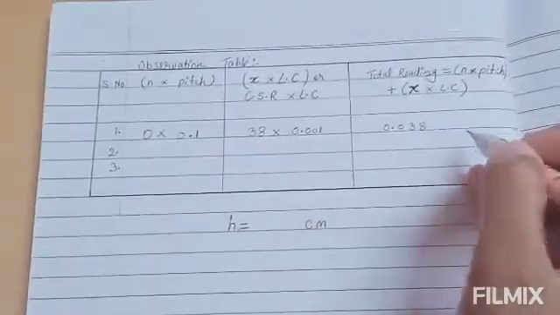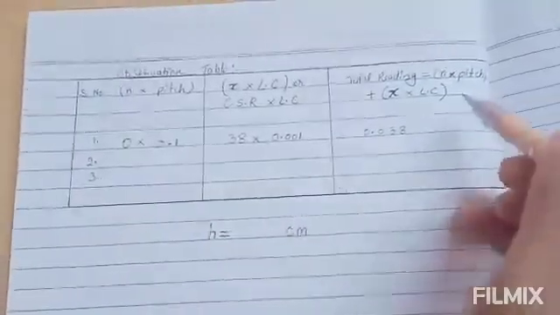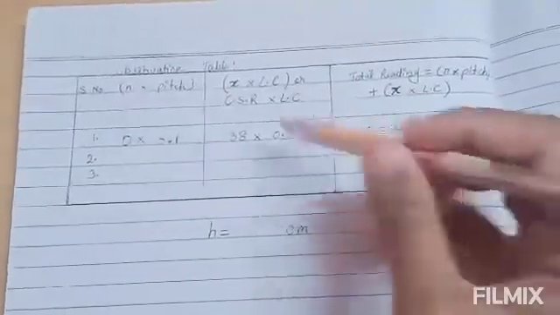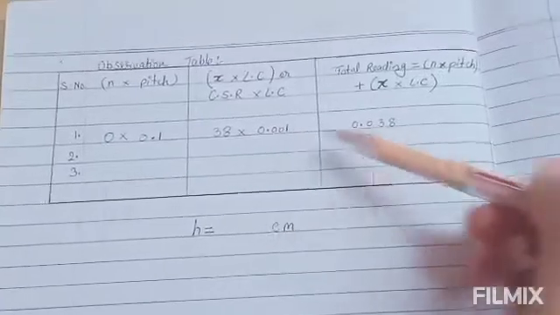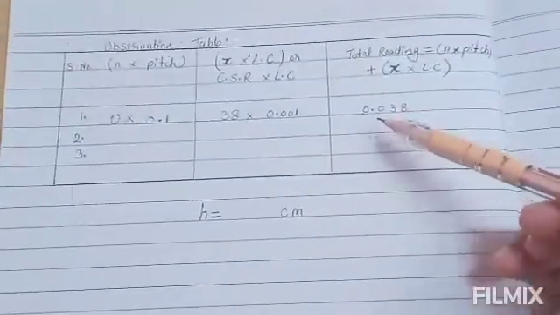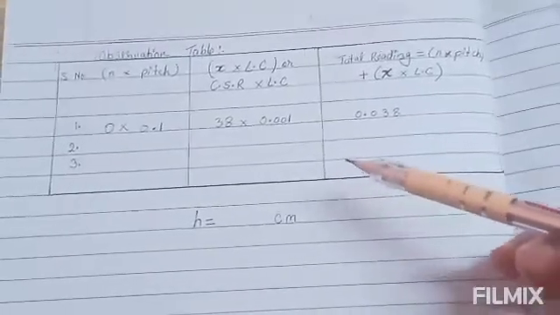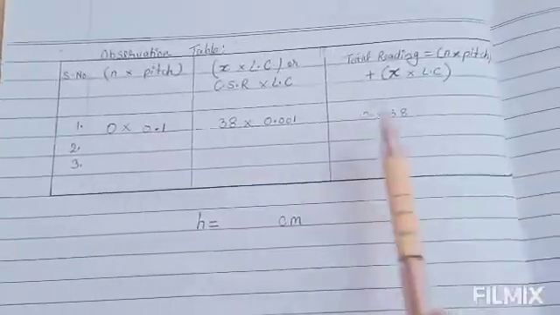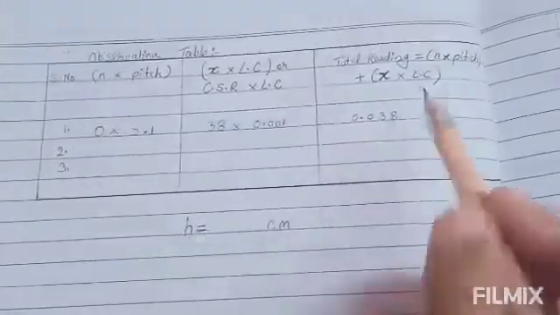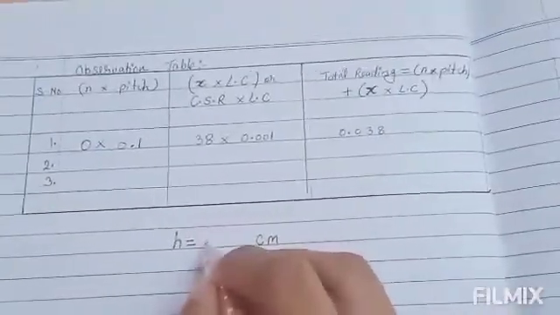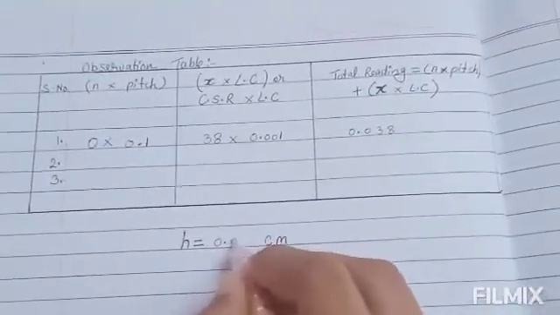So the total reading came out to be 0.038. Now we will perform this same activity 2 more times to fill this table, and will take the mean of this total reading. For now we have only one observation, so I am writing this as the final value, 0.038.